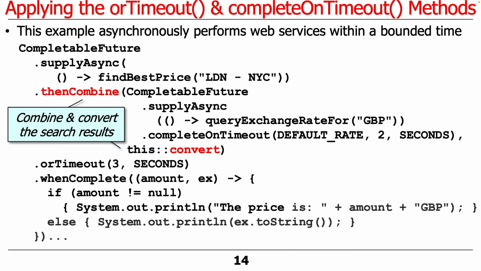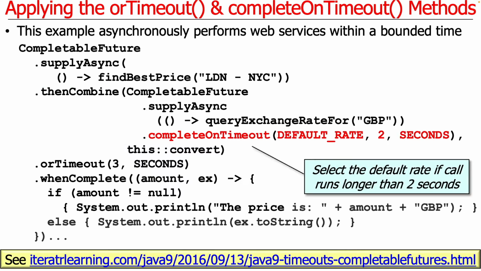And by the way, you might wonder why we didn't use thenCombineAsync, but instead we used thenCombine with supplyAsync. That was because we wanted to be able to chain together completeOnTimeout here.